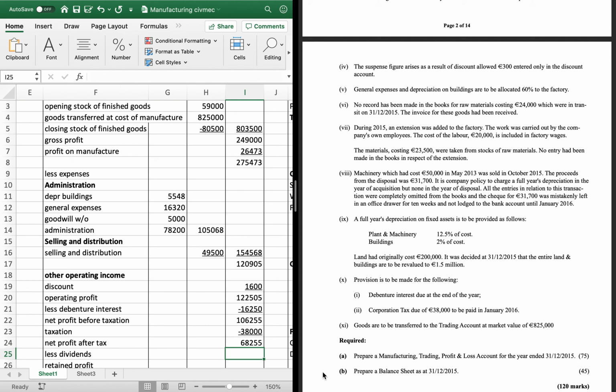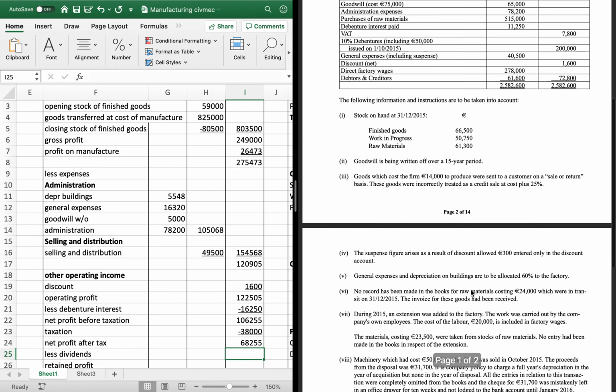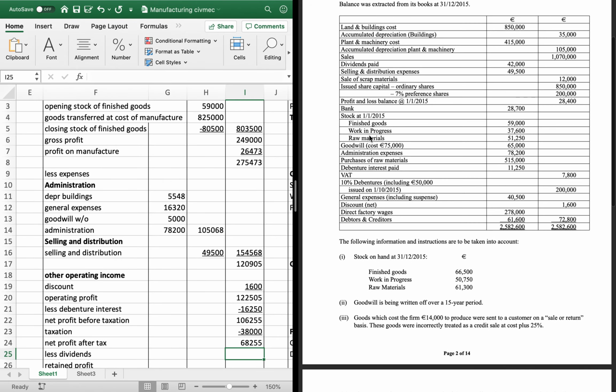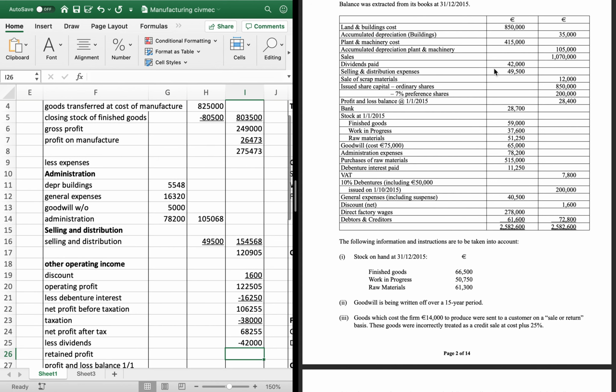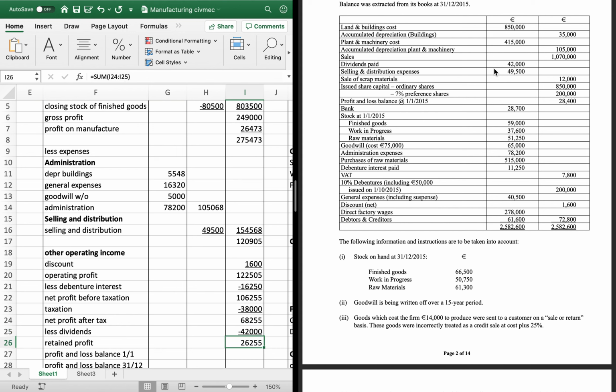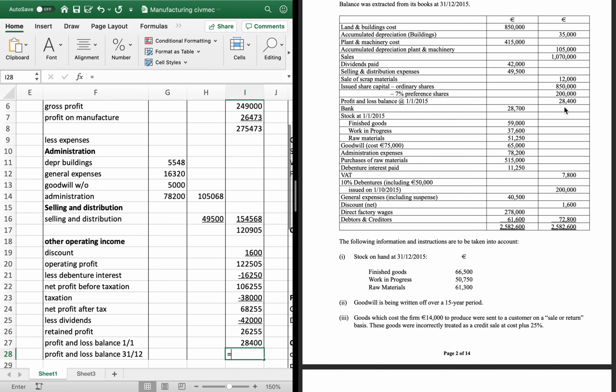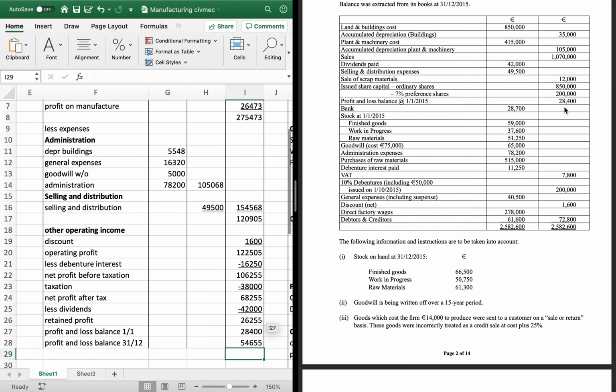So then you've got your dividends. There was dividends paid in the question. So remember we made a note of it. It's up the top there. It's 42,000, which we'll take away to get a retained profit of 26,255. You have a profit and loss balance, which is a credit balance of 28,400. So because it's a credit, it's a profit, and you're going to add that on. Okay, that gives you 56,655, which I'm really hoping is right for the final answer.